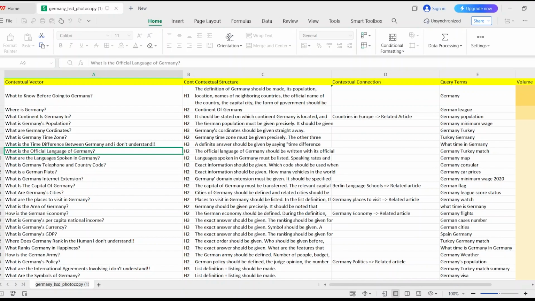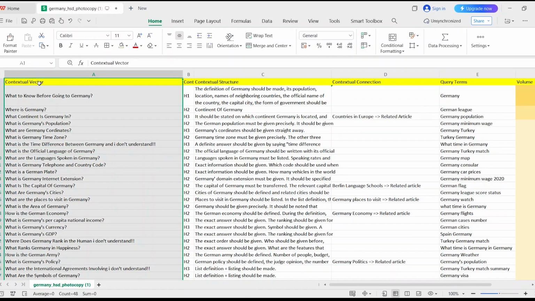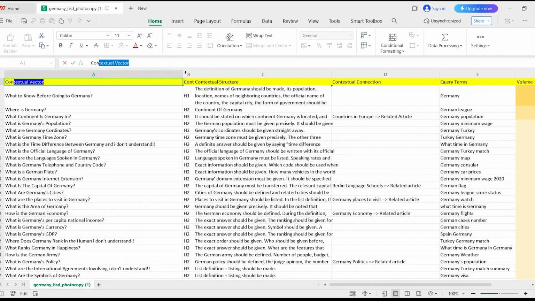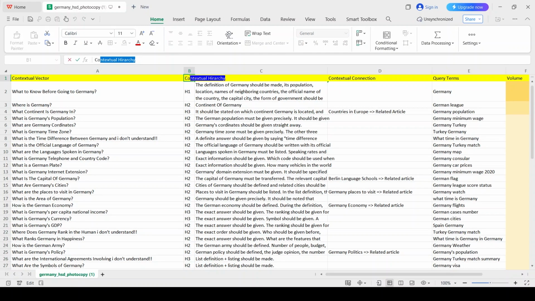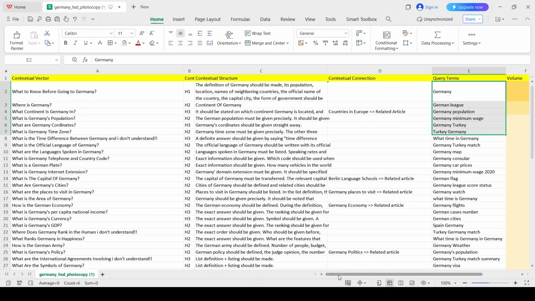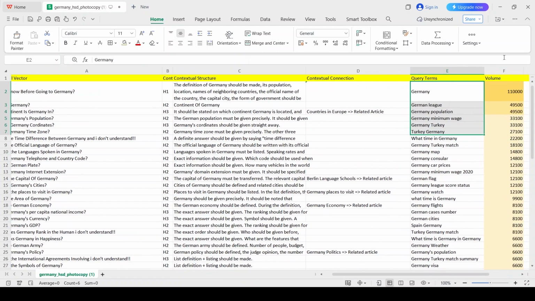We always use the contextual vectors, that means the headings. The contextual hierarchy, that means our H1, H2, and these types of things. Contextual structure, how to write content or write the answer to these questions. Next one is contextual connection, that is the anchor text and the internal links. These are the query terms that we can process, and these are the volume column.